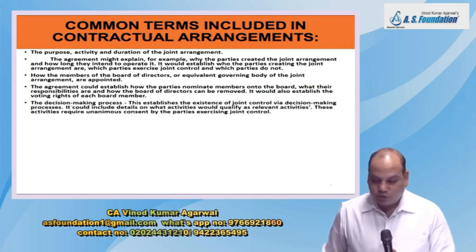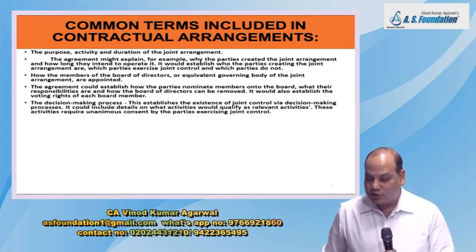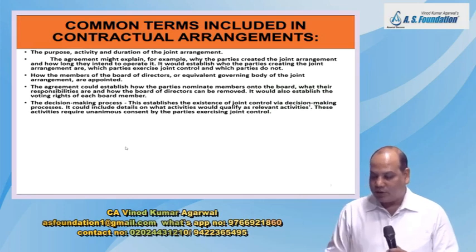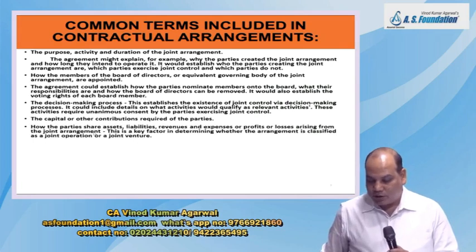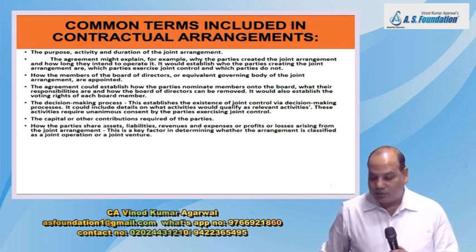And then there is a note on decision making process, how the decisions will be arrived at. This establishes the existence of joint control via decision making process. It could include details on what activities would qualify as relevant activities. And these activities require unanimous consent by the parties exercising the joint control. So in the agreement, they can make a list of the relevant activities and they will mention this would require unanimous consent.